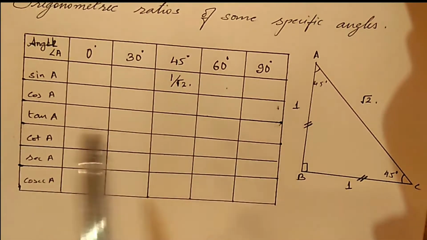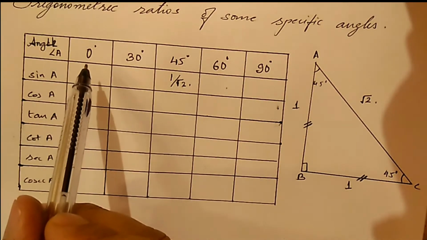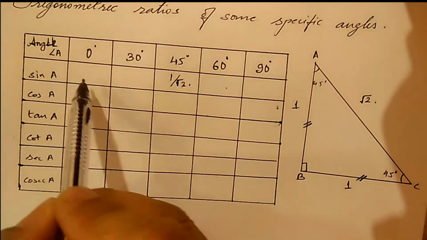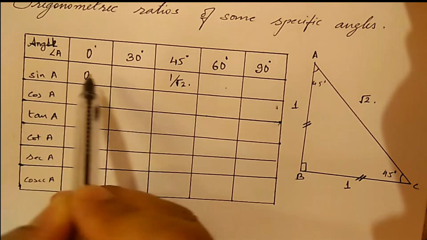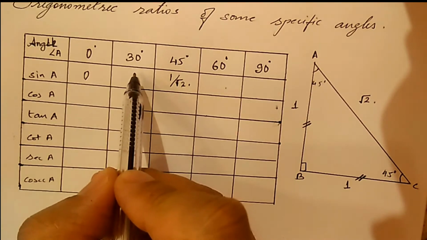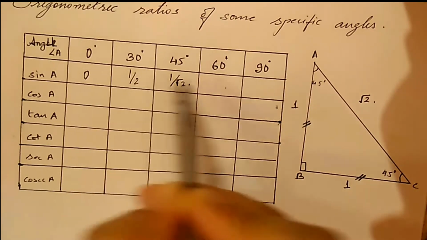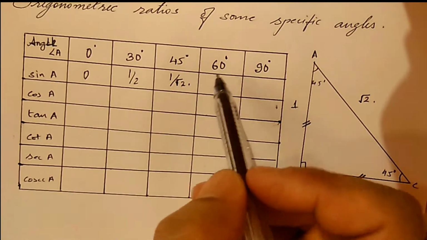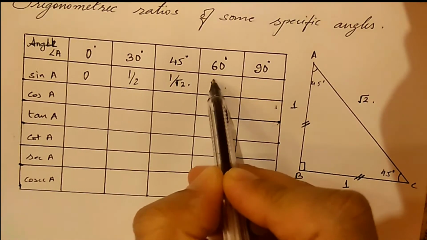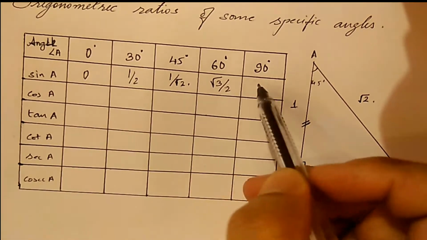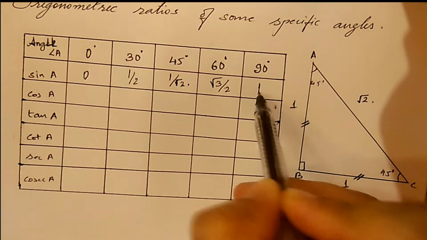Similarly, we can find out what will be the value of sine when the angle is 0 degree and it comes to 0. What will be the value for 30? It will be half. We have already taken out for 45 degree. For 60 degree, it will come root 3 by 2. And for 90 degree, it will come 1.